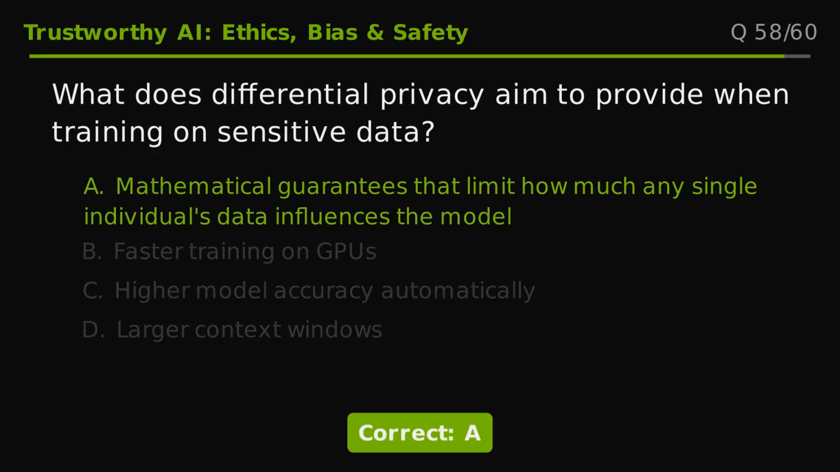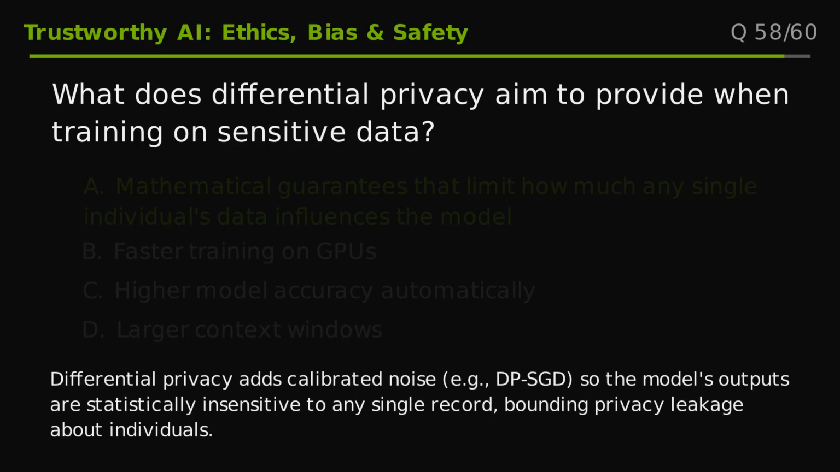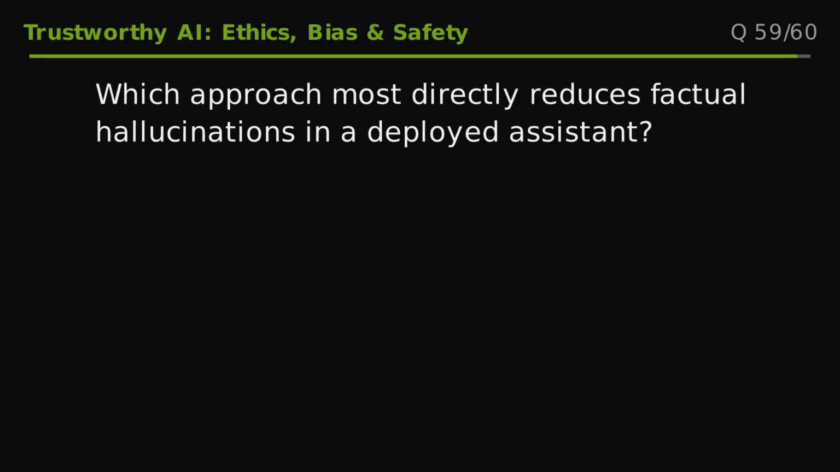The correct answer is A. Differential privacy adds calibrated noise, for example Laplace, so the model's outputs are statistically insensitive to any single record, bounding privacy leakage about individuals. Question 59. Which approach most directly reduces factual hallucinations in a deployed assistant?